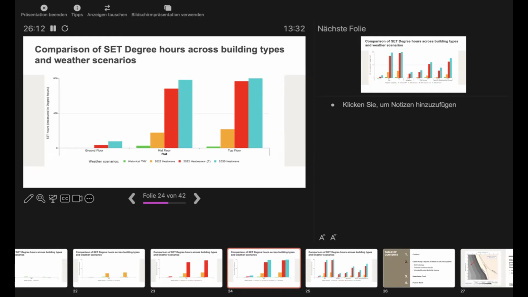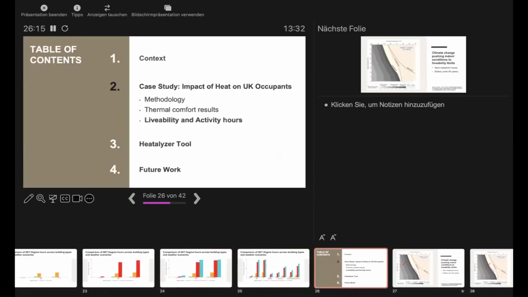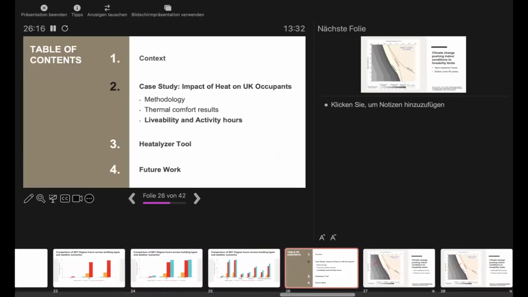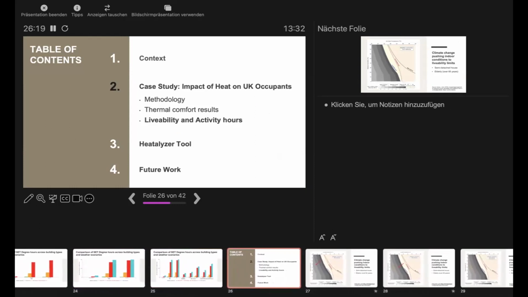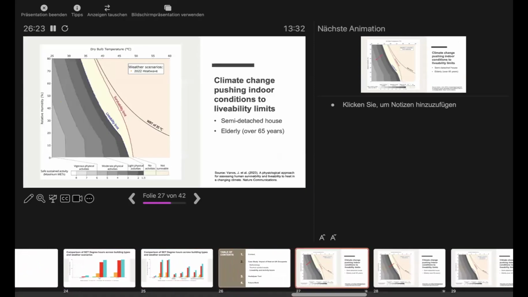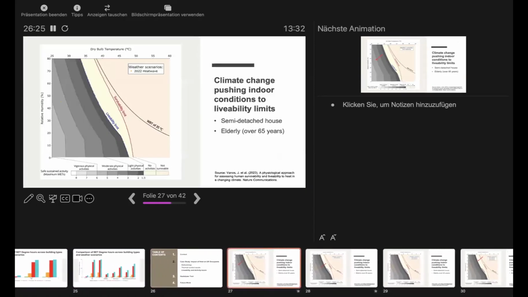So that's why we decided to look into livability a bit more, and I want to talk about these results right now. So how we assess livability is basically in the following way. Here again, we look at a semi-detached house, so a single house, and elderly population groups, so people over 65 years. On the left-hand side, you can see a plot that shows the temperature on the x-axis and the relative humidity on the y-axis.